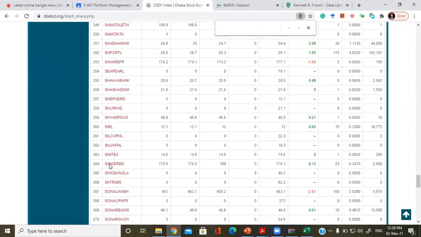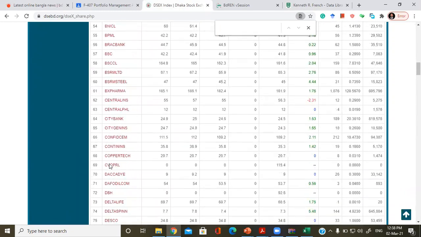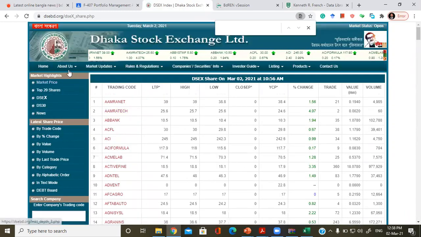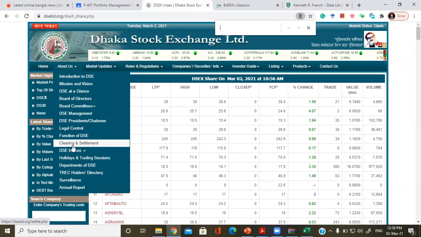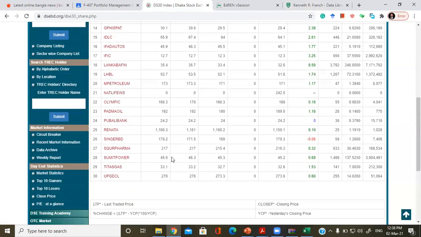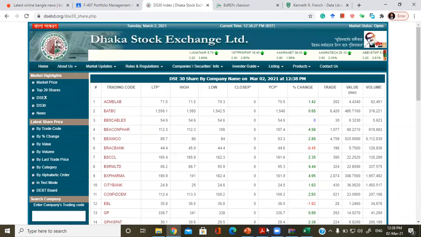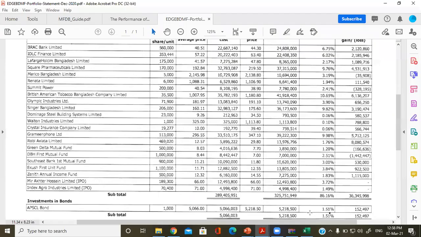How many? 304. So I know you know how to get this list. From here, you get the DSE indices. If you go to the DSEX index, or if you go to the DS30 index, you will see the list of constituents which have been included in this index. Now, other than this, look here, this fund has also invested in the IPO.